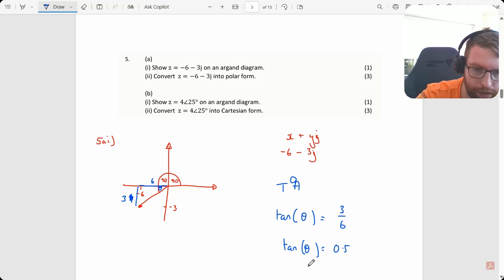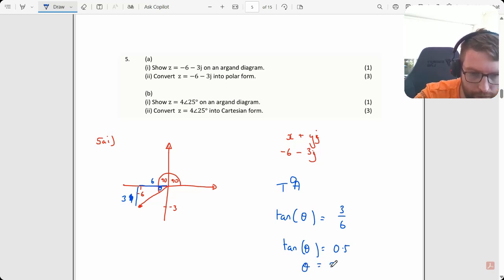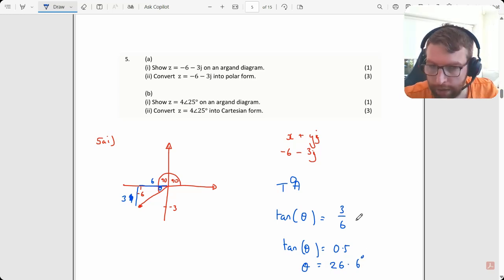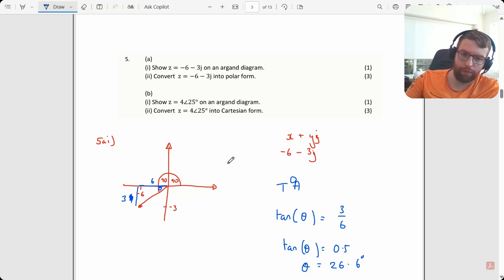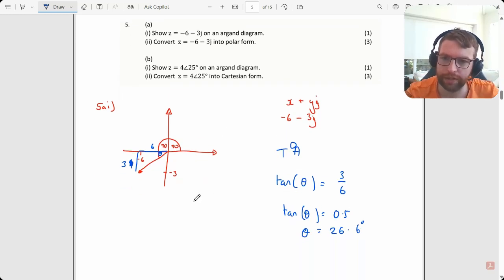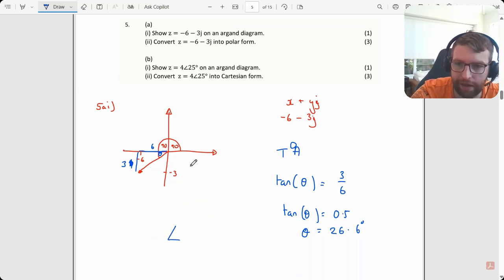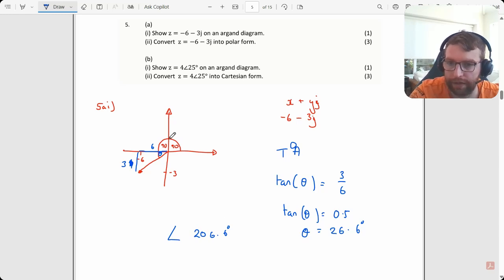26.6 roughly. You'll know better than me what your lecturer wants in terms of decimal places, but 26.6 is what I would do. And then effectively your angle from there is 90 plus 90 plus 26.6, so that's 206.6.